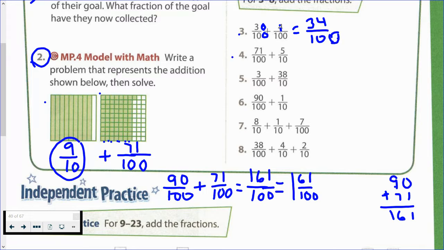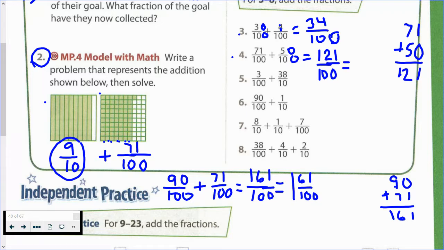Find your tenths, turn it into hundredths. We know 5/10 is the same as 50 hundredths. Add them up. Again, this is a situation where you might want to use a calculator or write an equation off to the side. So 71 plus 50. 1 plus 0 is 1. 7 plus 5 is 12. My final answer is going to be 121 hundredths. But notice again here, we have an improper fraction. The numerator is bigger than the denominator.